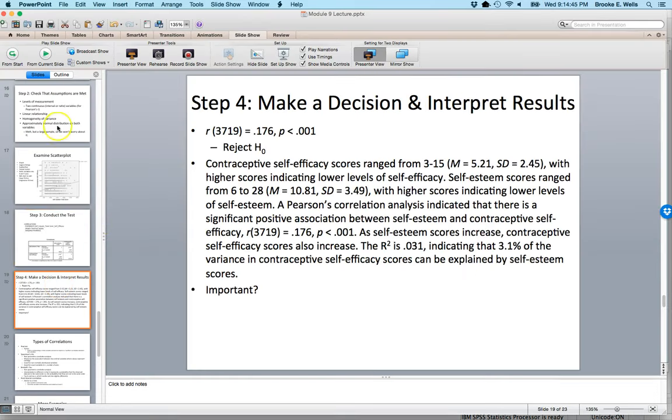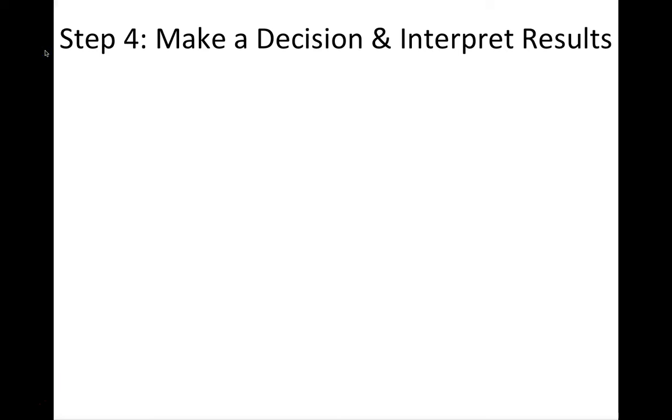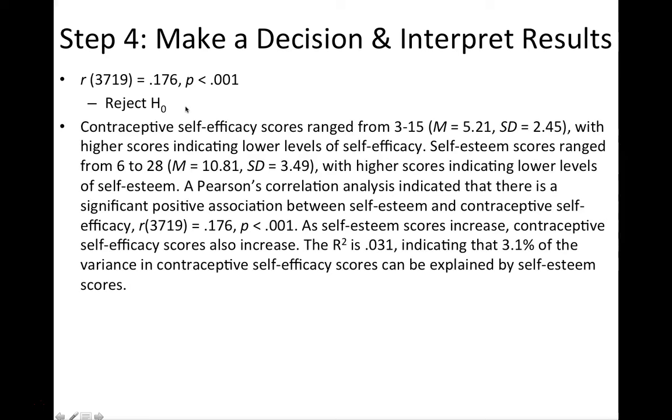We've conducted our analysis, and we want to make a decision and interpret those results. So this is how we report the R value. We have a little r, it's italicized. This is our n here, 3719. We have our R value, 0.176, and then we have our P value. Again, p is italicized. It's less than 0.001 because what it tells us is 0.000. So we want to reject our null hypothesis. And we would report this like this, or something like this.